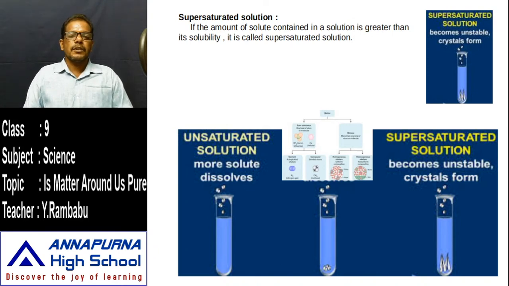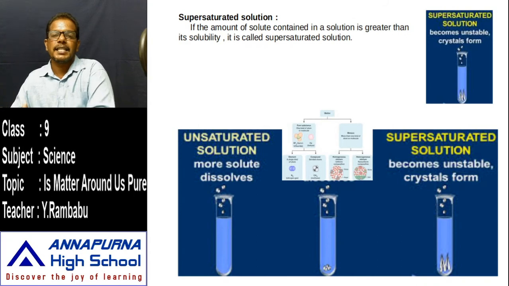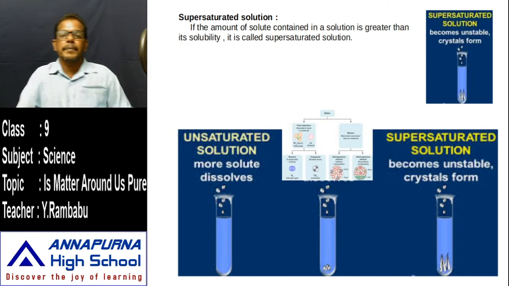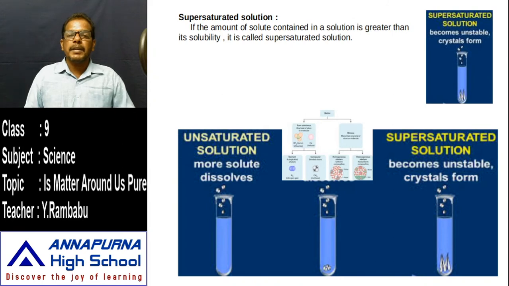Then what about supersaturated solutions? Observe. Supersaturated solution means in stage 3 we have obtained a solution. Whenever that saturated solution is heated, the undissolved component disappears. It is as if it says, you have to add some more salt to me, I am not saturated. Like that you have to think. That means if the amount of solute contained in the solution is greater than its solubility, that is, greater than its saturated state, it is called a supersaturated solution.